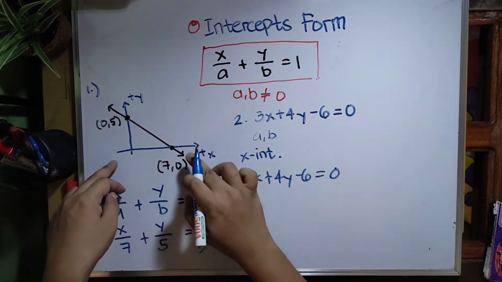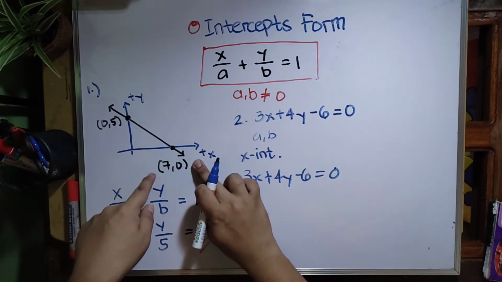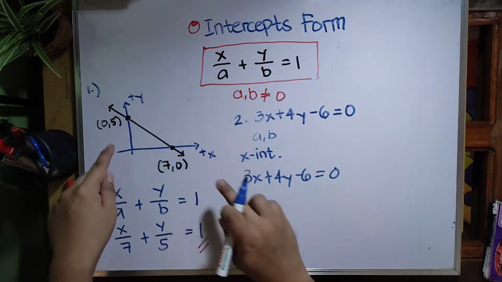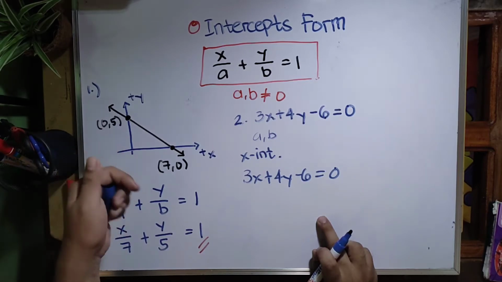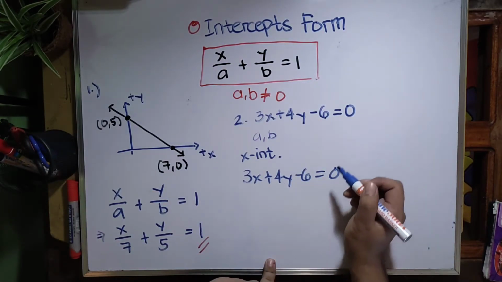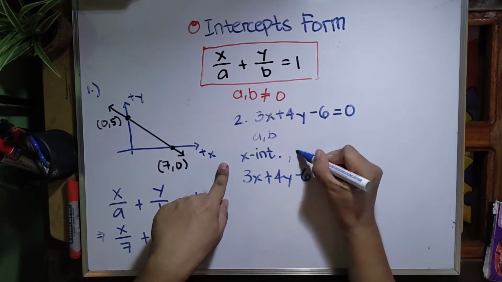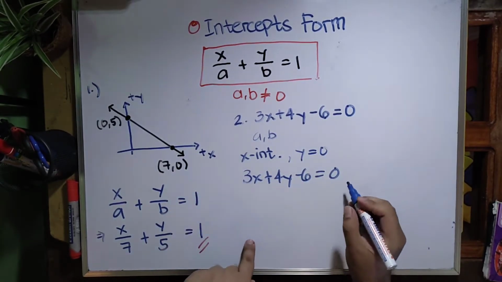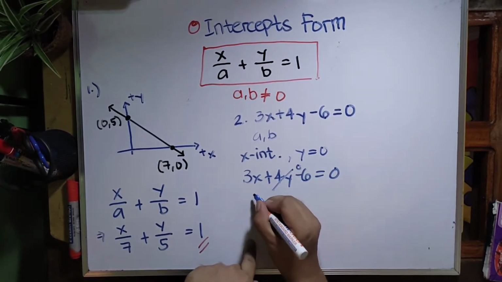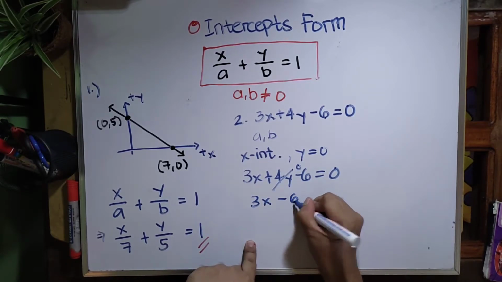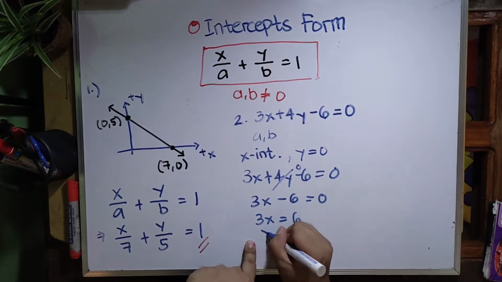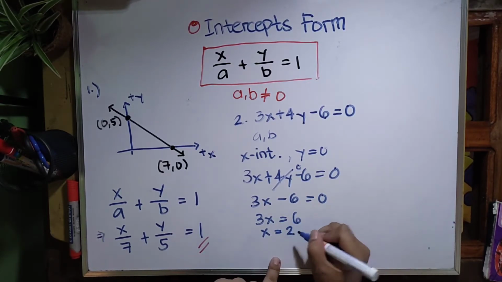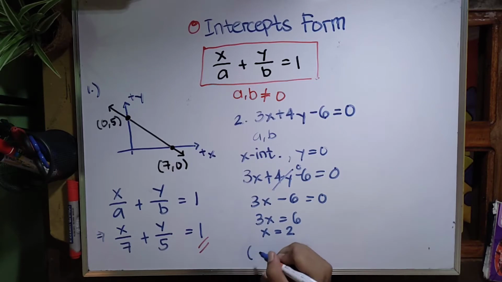Why? It is because if it touches the x-axis, the value of y is 0. And if it touches the y-axis, the value of x is automatically 0. Take note of that. So in finding x-intercept, we let y equal 0. So this will become 0. So 3x minus 6 equals 0. 3x equals 6. So x is equivalent to 2. So the x-intercept is 2, 0.